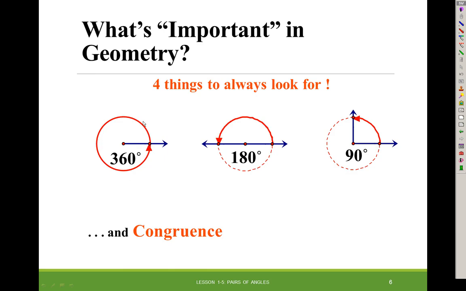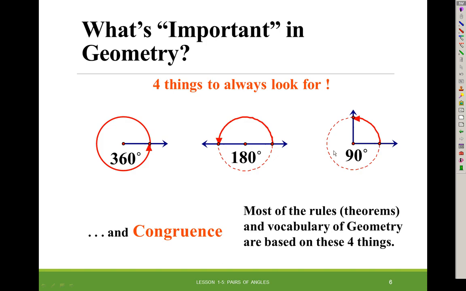Sometimes things add up to 360. Part plus part plus part equals 360. Sometimes they add up to 180. Part plus part equals 180. Sometimes they add up to 90. Part plus part equals 90. And sometimes they're congruent. Part equals part.